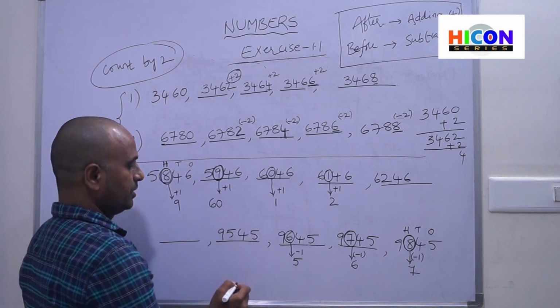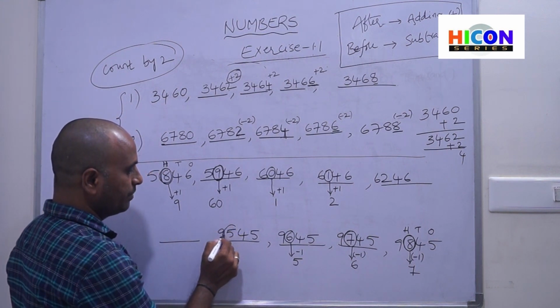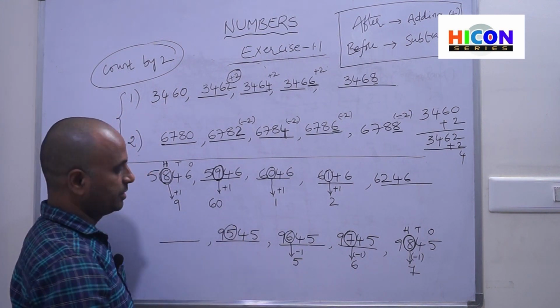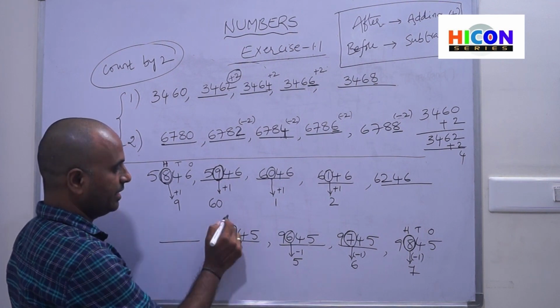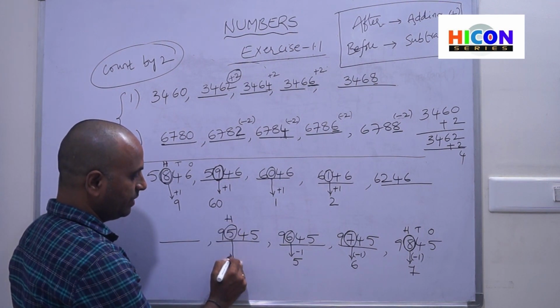So the before number will be 9545. Again subtract 1 from the digit present in the hundreds place. Here 5 is present in the hundreds place. So subtract 1 from it.